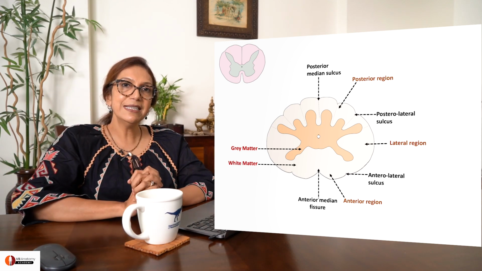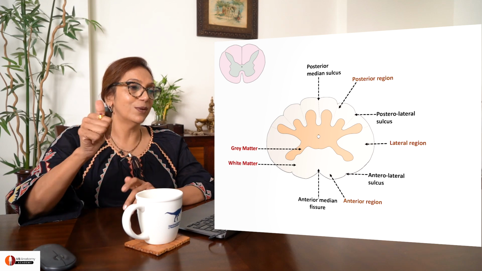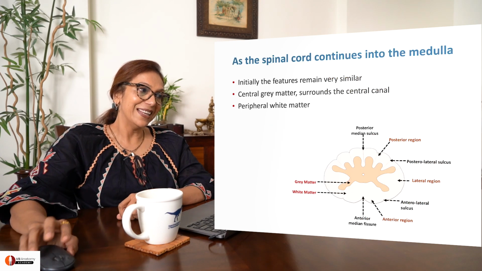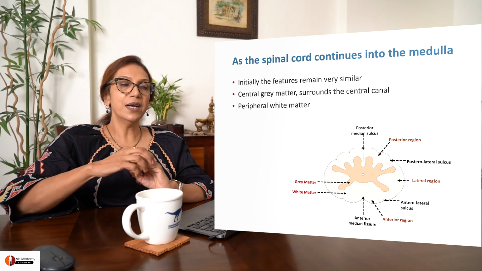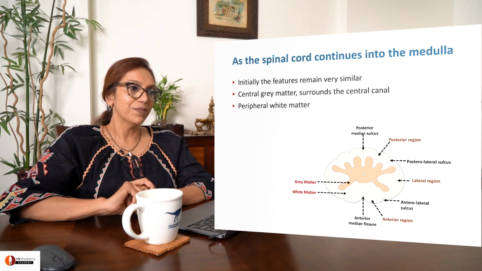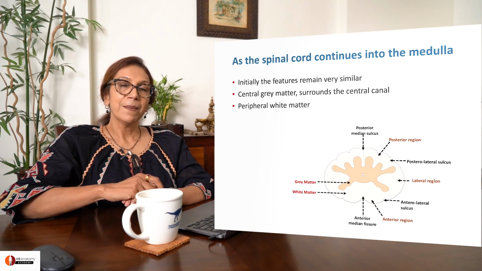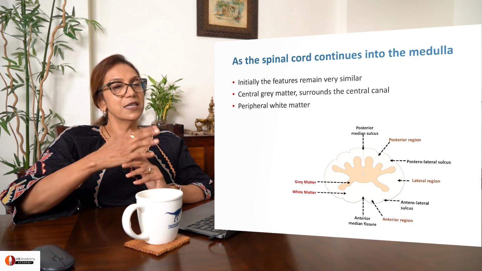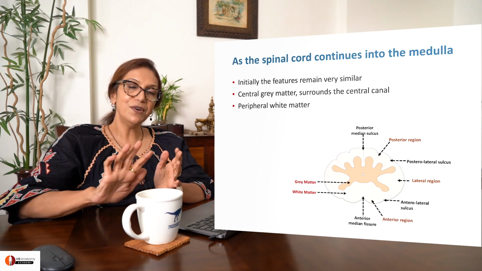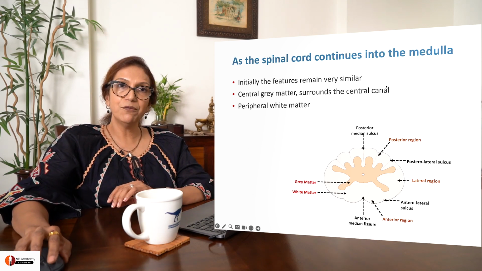Are you all enjoying this? Are you doing the drawing? Good. Right. So as the spinal cord continues into the medulla, initial features are similar. There is a central gray matter, there is a peripheral white matter. We are comfortable with this. This is what we have drawn.